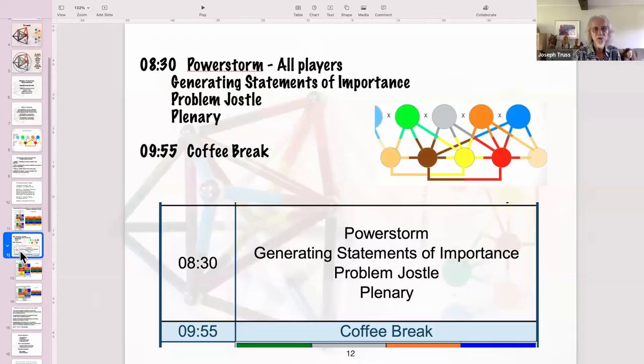After that, we have the power storm. Well, sorry, this is the opening of the power storm, generating statements of importance, a problem jostle, and a plenary. And as I said, these events could start with pre-assigned topics, and you'll understand why as we get a bit further on.